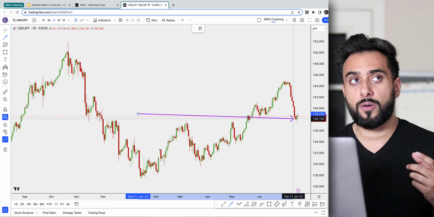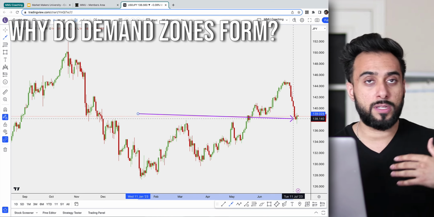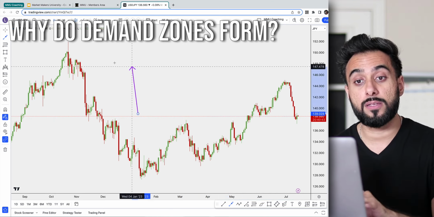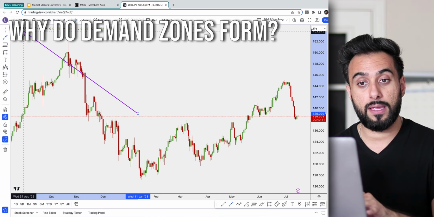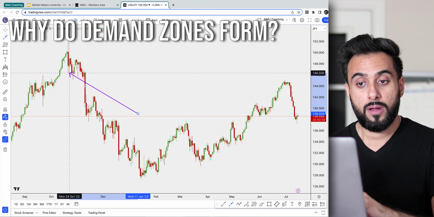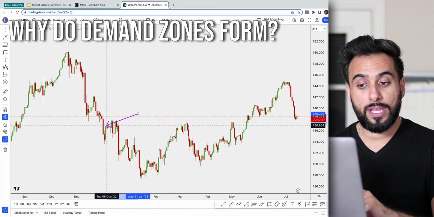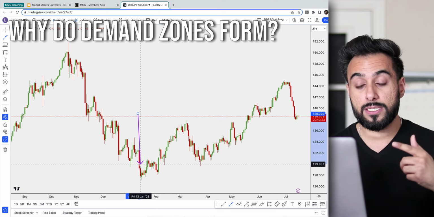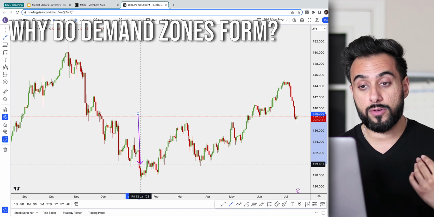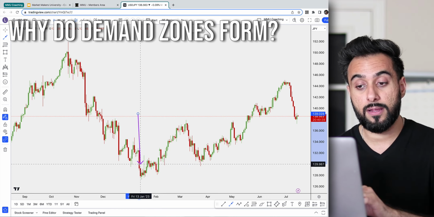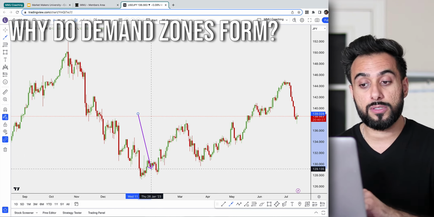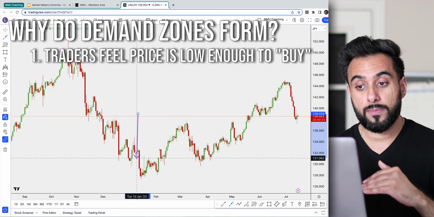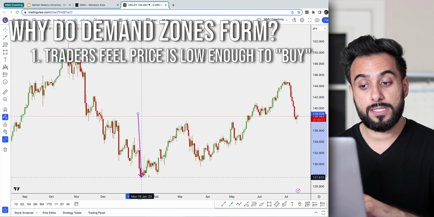So the question is, why is there more demand at certain prices and why is there more supply at other prices? It's because whenever we're looking at something like a currency pair, market participants are looking at a price where the price gets low enough or reaches certain technical levels, which we'll explain later on in this lesson. When the price reaches certain levels, they feel that the price is low enough to enter a position.